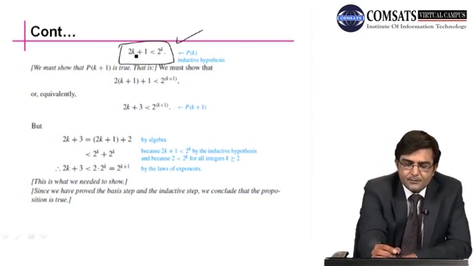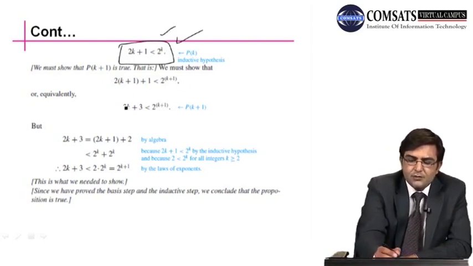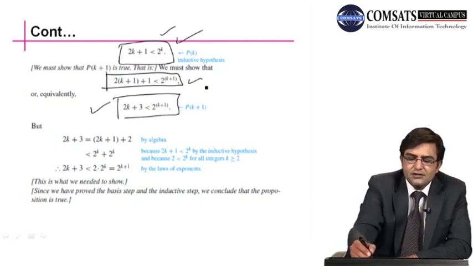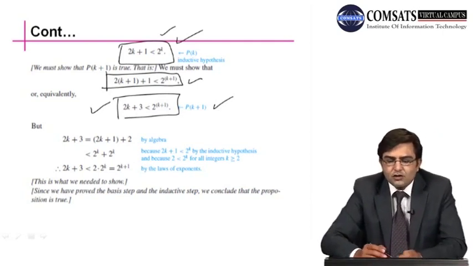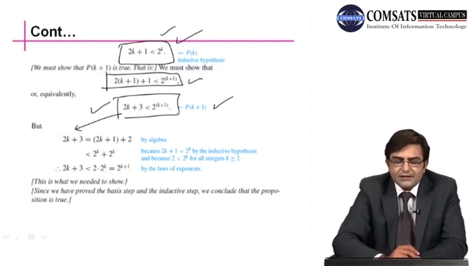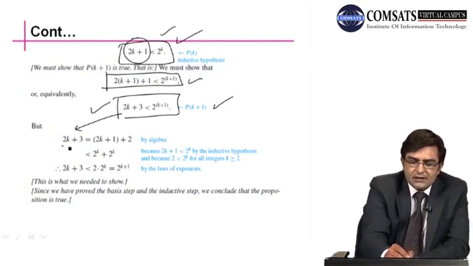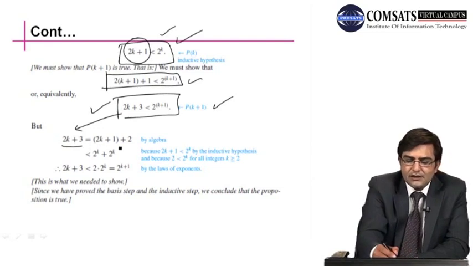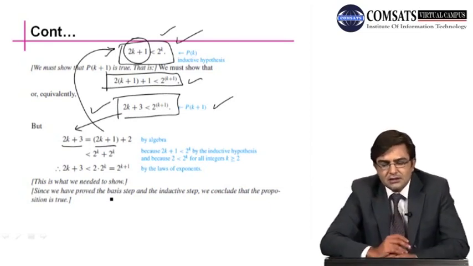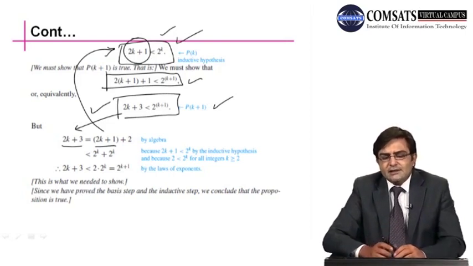Means we replace k by k plus 1 in the given expression, and we shall prove that this is true. This is basically p of k plus 1. So to prove this, we consider the left hand side. 2k plus 3 can be written as 2k plus 1 plus 2, because here we have 2k plus 1, therefore we split this 2k plus 3 into 2k plus 1 plus 2, so that we can use this inductive hypothesis.